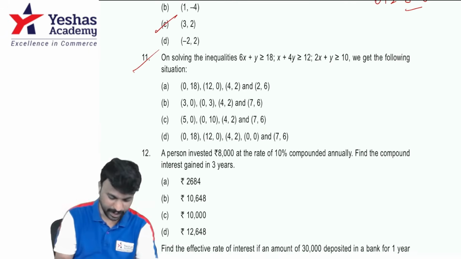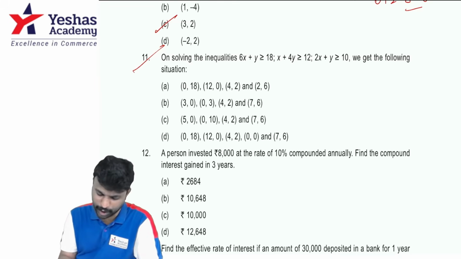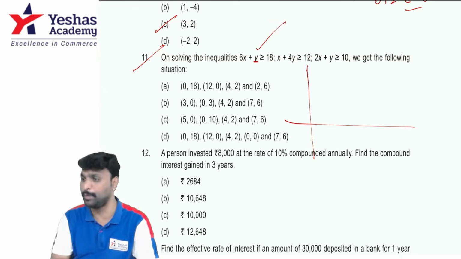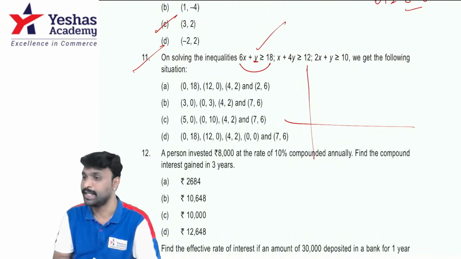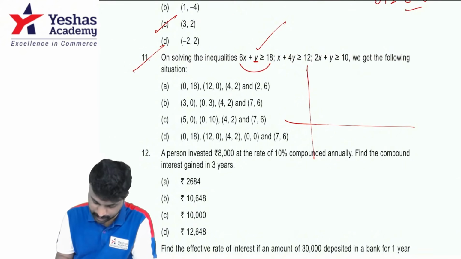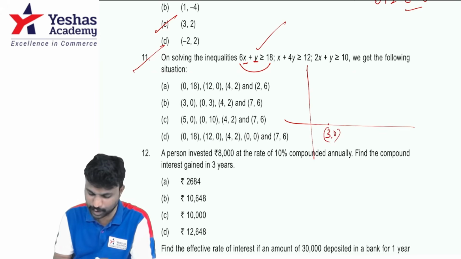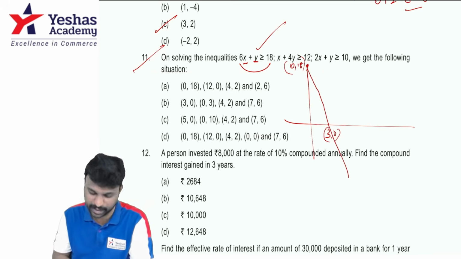Question number 11. It's one of our practice questions, one of our material questions only. So how do you solve this? Draw one line at a time. 6x plus y equal to 18 line. If I want to draw, I have to put y equal to 0. If I put y equal to 0, what is x? 6x equal to 18. So x is equal to 3. So 3 comma 0 is the x intercept for this line. What about the y intercept? If I put x equal to 0, y equal to 18, that means 0 comma 18 is the y intercept for this line. So if I join these 2 points, this is my first line.